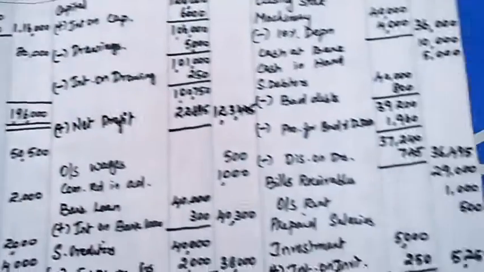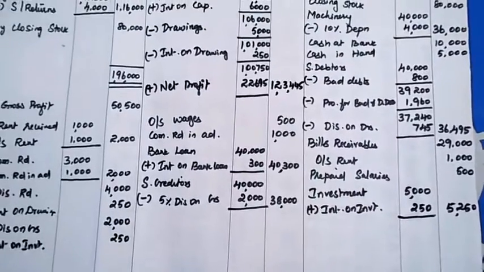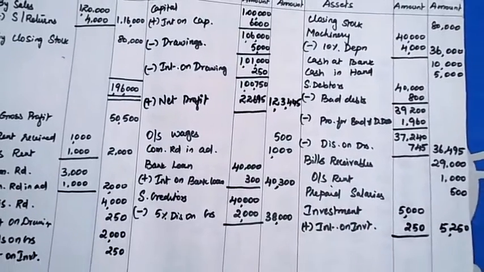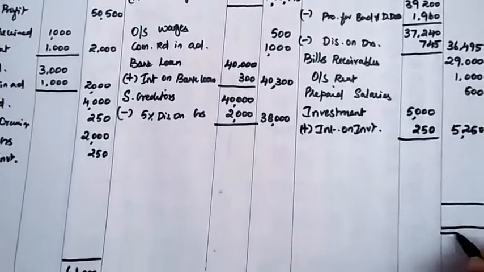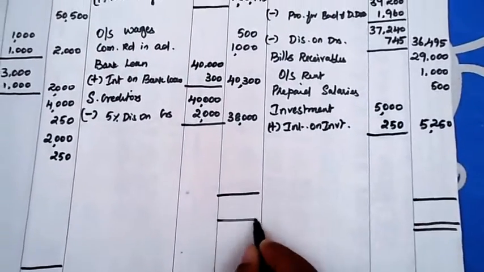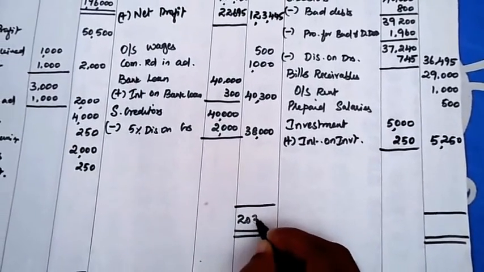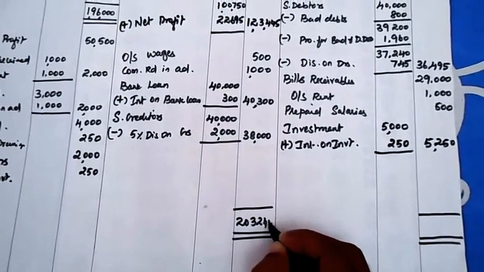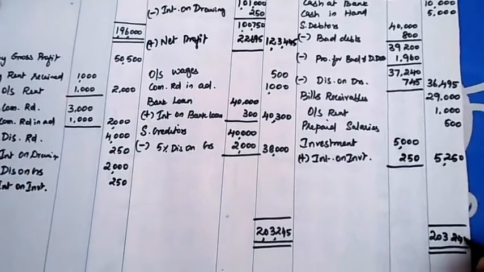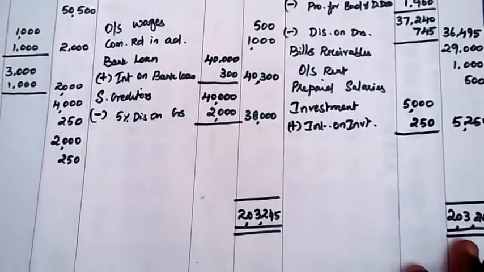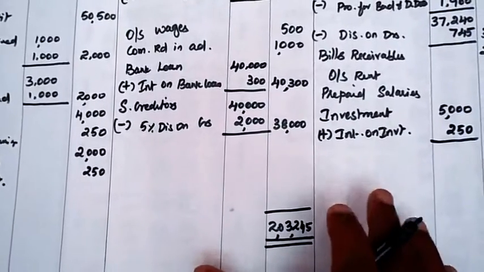Now we can get the total. So after entering all these things, you will get the equal value. Both assets and liabilities will be equal. Just find the total. 2,03,245. I hope you all understand this video.